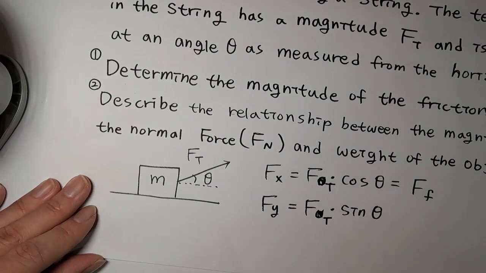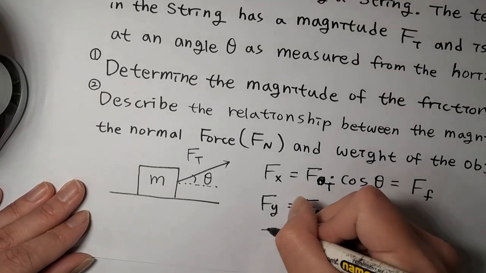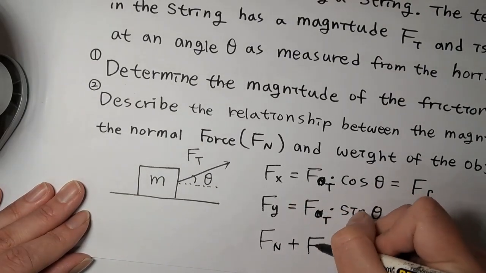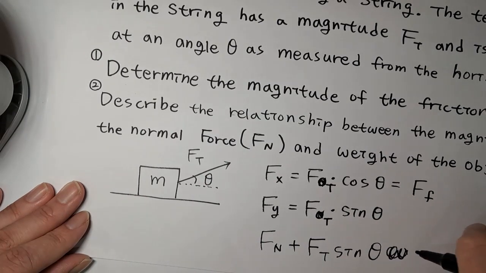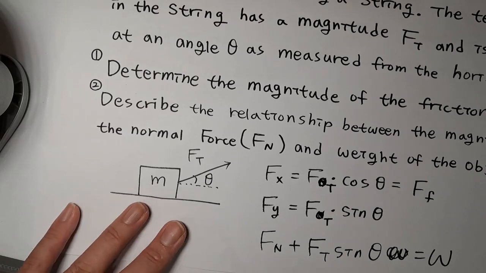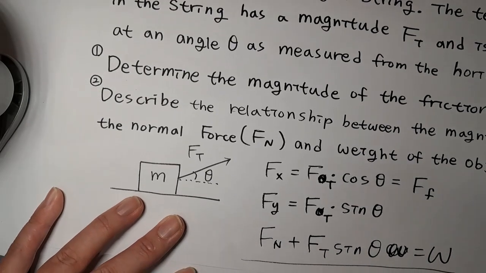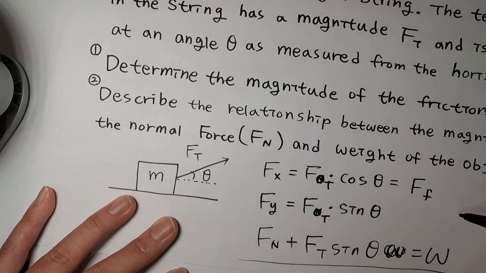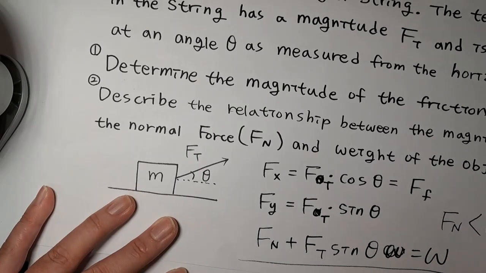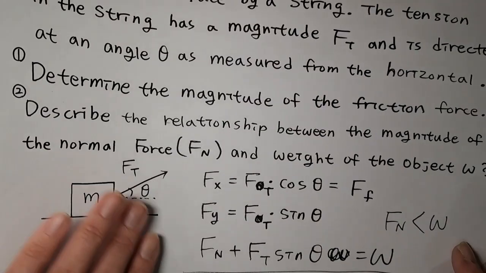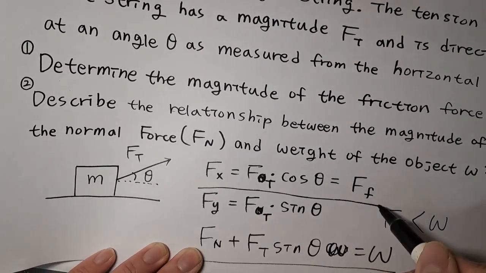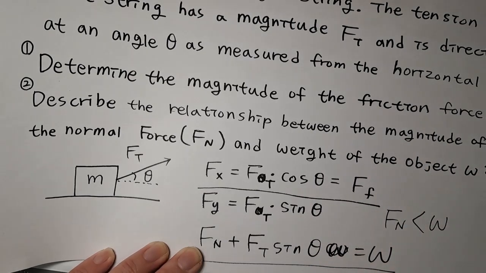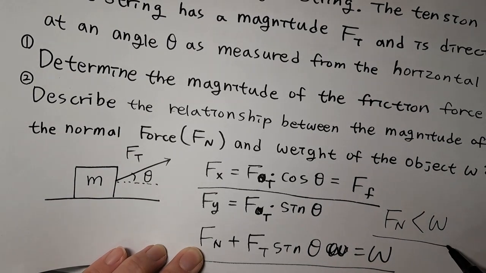So we can find this equation, and this means the normal force is less than the weight. So this is the answer to the first question, and this is the answer to the second question.